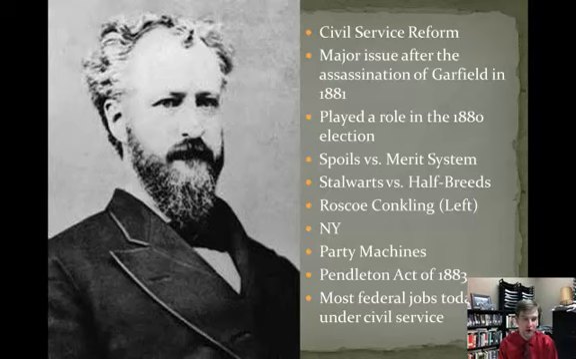The merit system believed that you hired the best people, regardless of party, but people that you thought would do the best job. The stalwarts, as I mentioned before, with the assassination of Garfield, the stalwarts believed in the spoils system. The half-breeds believed in the merit system. So what happens is you have these party machines led by people like Roscoe Conkling in New York, who would, when their man was in office, submit a list of people for jobs, and those people would all get jobs. Well, this caused the assassination of Garfield when one of these office seekers didn't get a job.